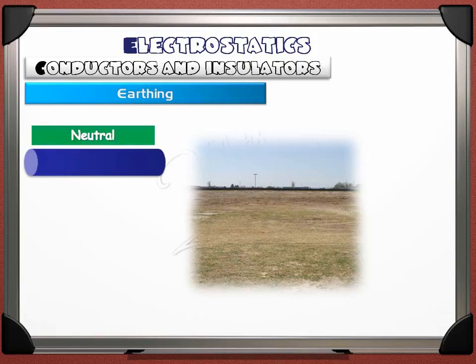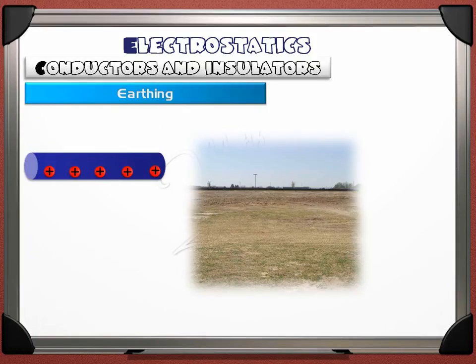But what will happen if the rod is positively charged? A positively charged rod means that there is a lack of electrons and the number of electrons are less than normal. So we have some positive ions with less electrons. If we connect this rod to the Earth using a wire or by direct contact, the needed electrons will rise from Earth through the wire to the rod and make the rod neutral.